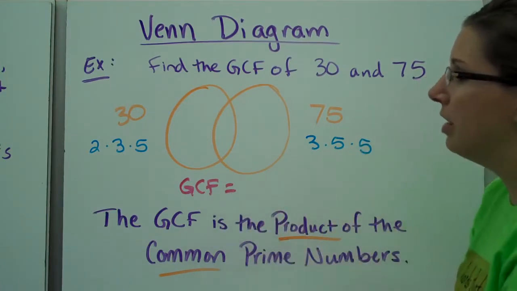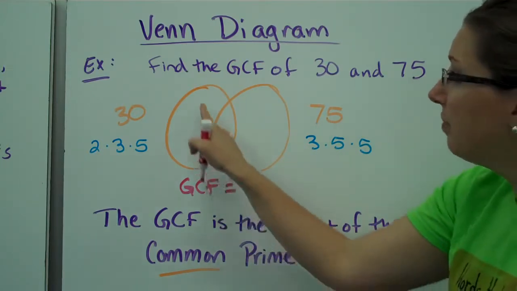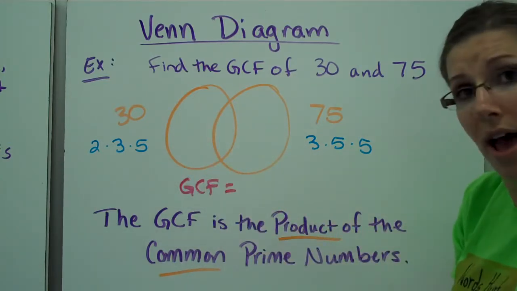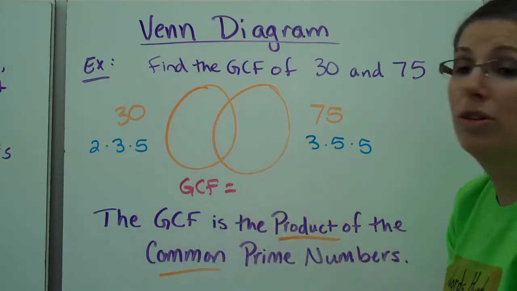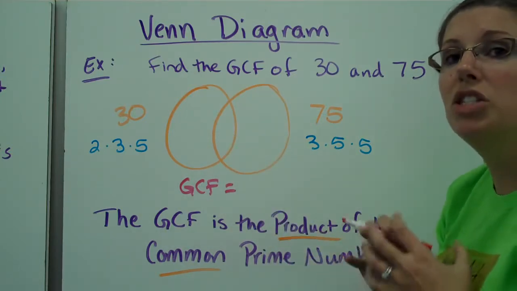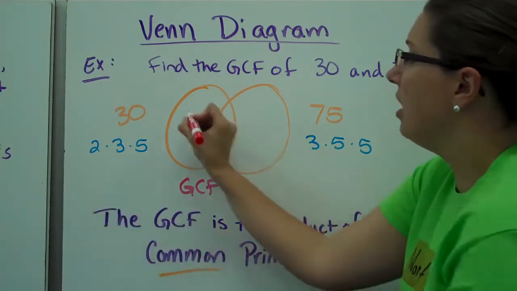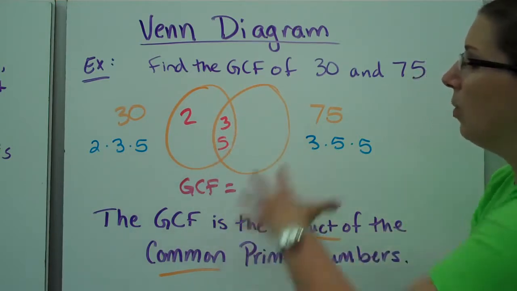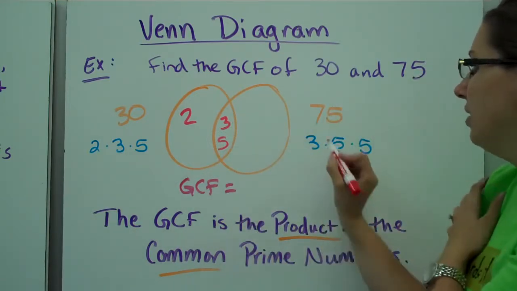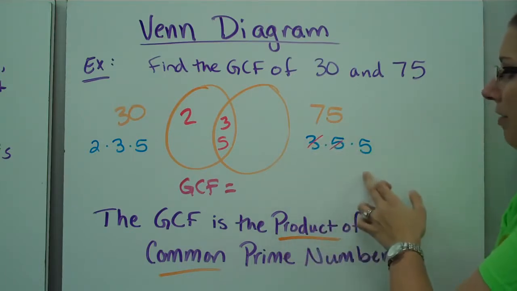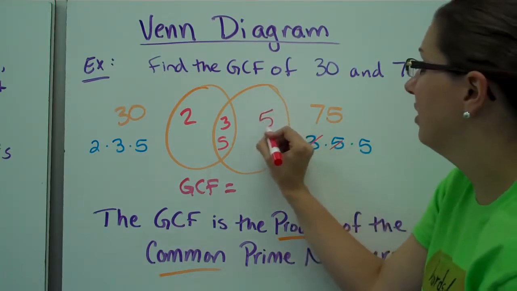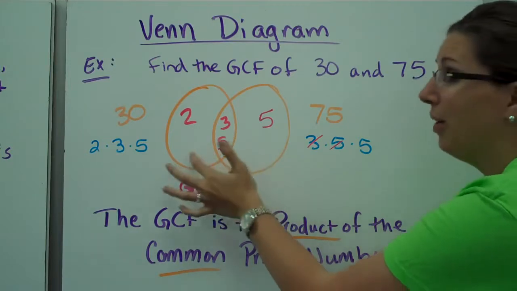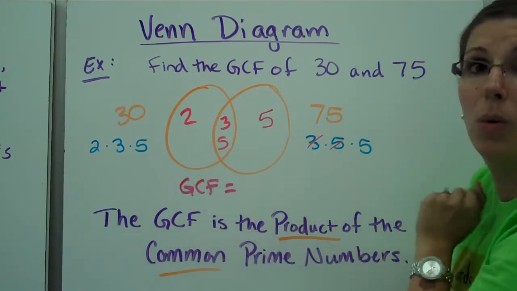I'm going to put these numbers in the Venn diagram. And the outer space here is where I put the numbers that they do not have in common. And on the inside where the circles overlap is where I put the numbers that they do have in common. So 30 just has the number 2, but it shares a 3 and a 5 with the number 75. And then I already took care of the 3 and the 5 for the 75, but this other 5 is not a common factor with the number 30. Only one of the 5s worked.